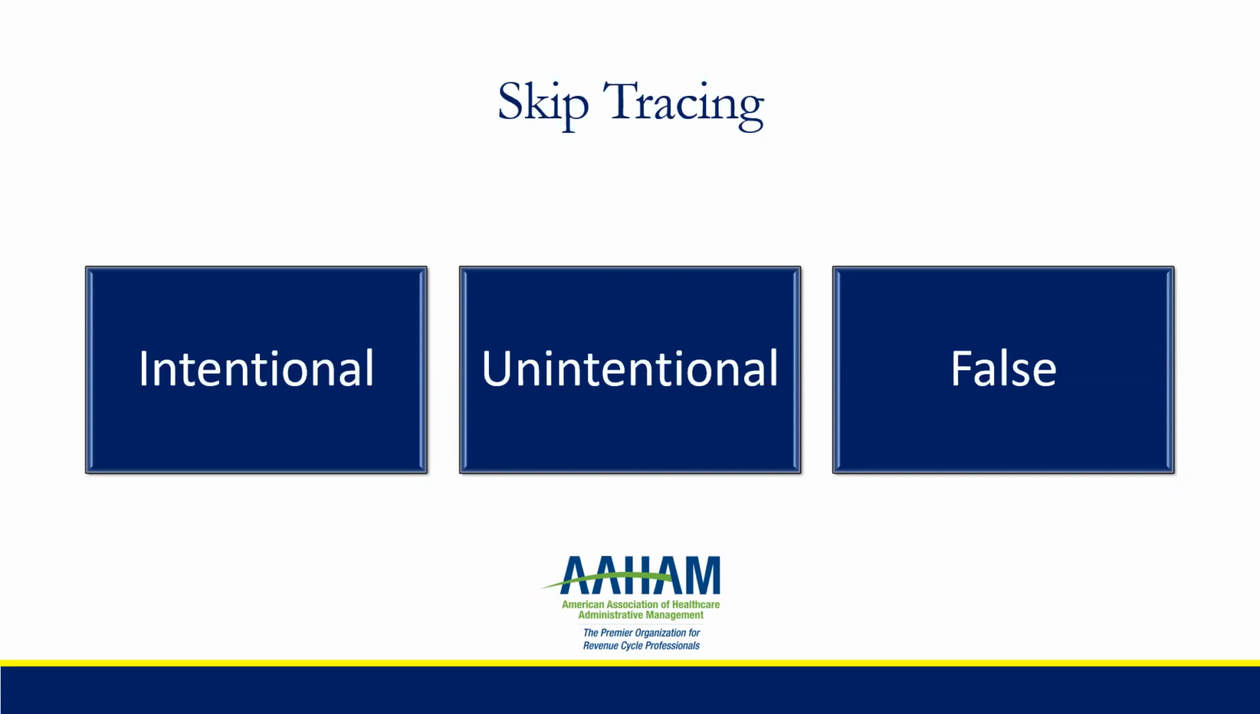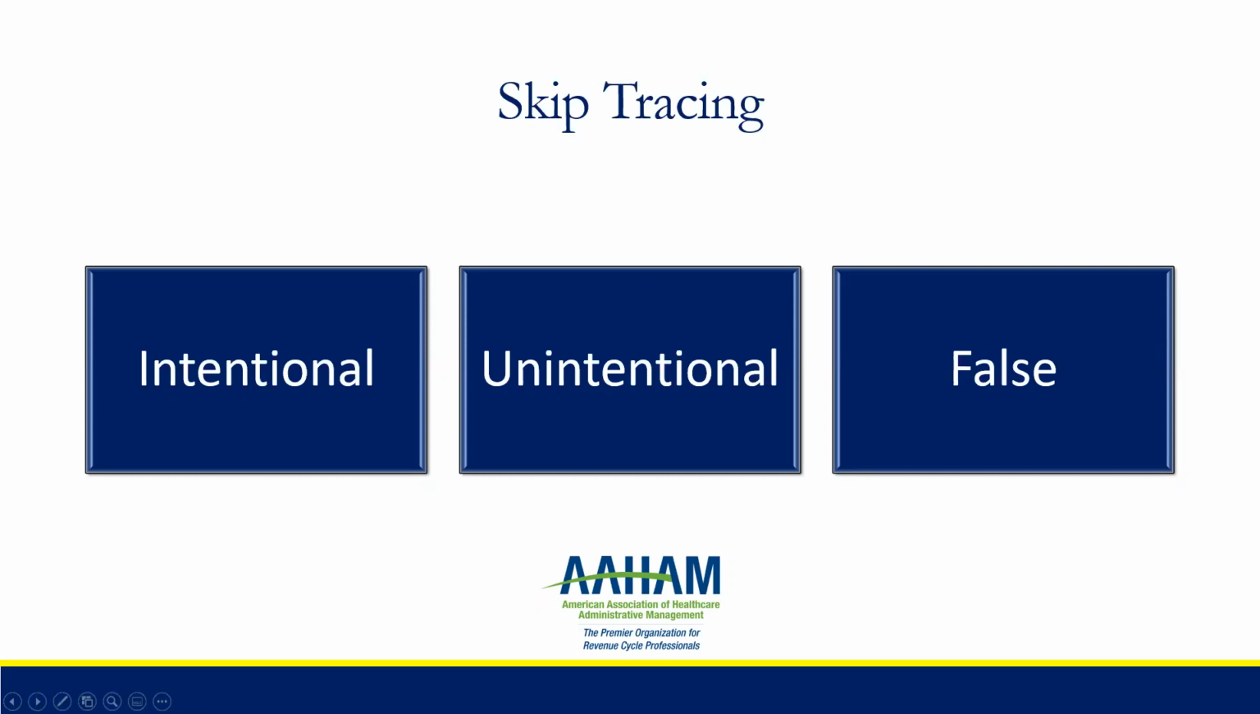And the last type of skip is a false skip, and that's a clerical error, usually done during registration. The address might be incorrect. Zip code could be incorrect. Some of the information might be incomplete. So when we refer to a false skip, that is what we're referring to.